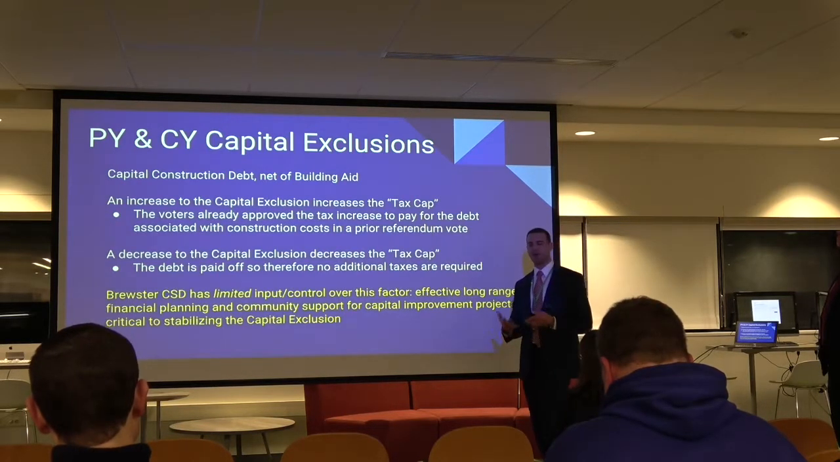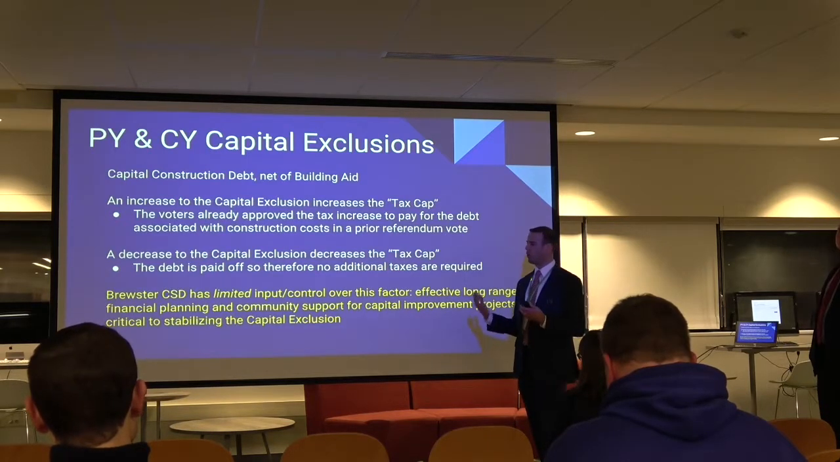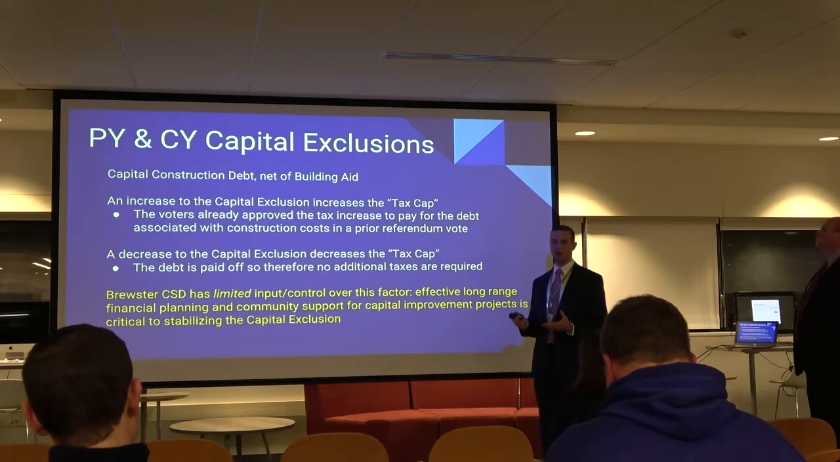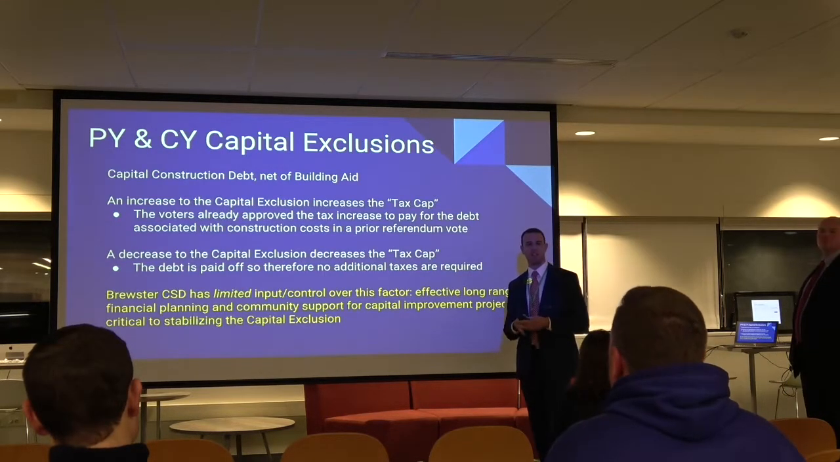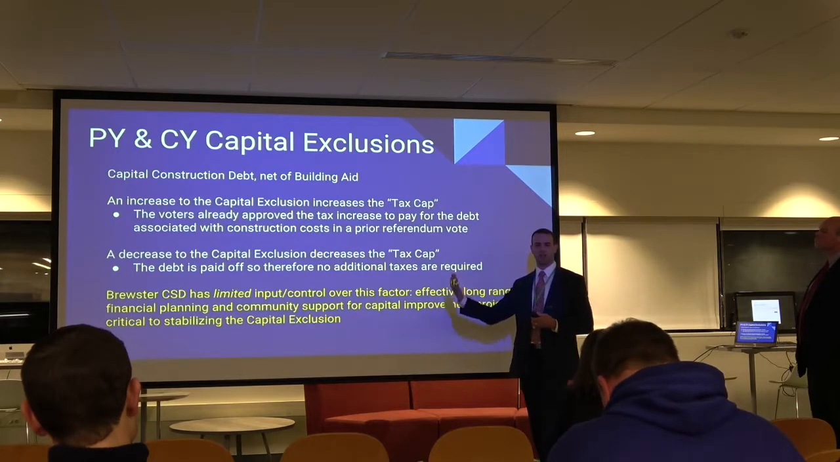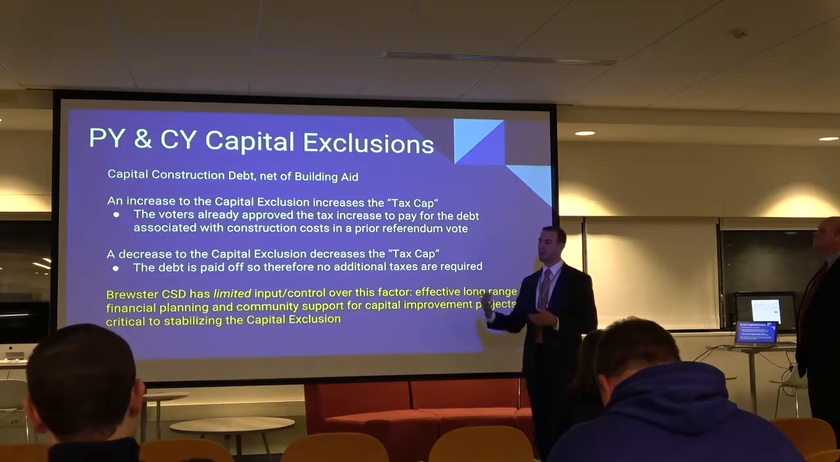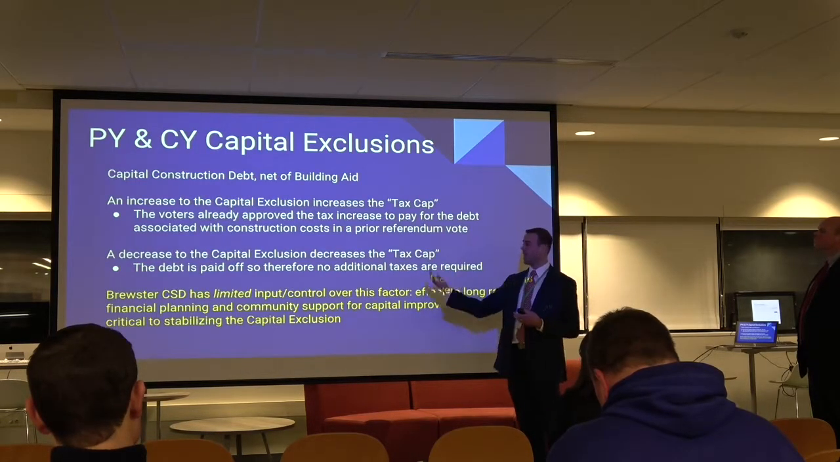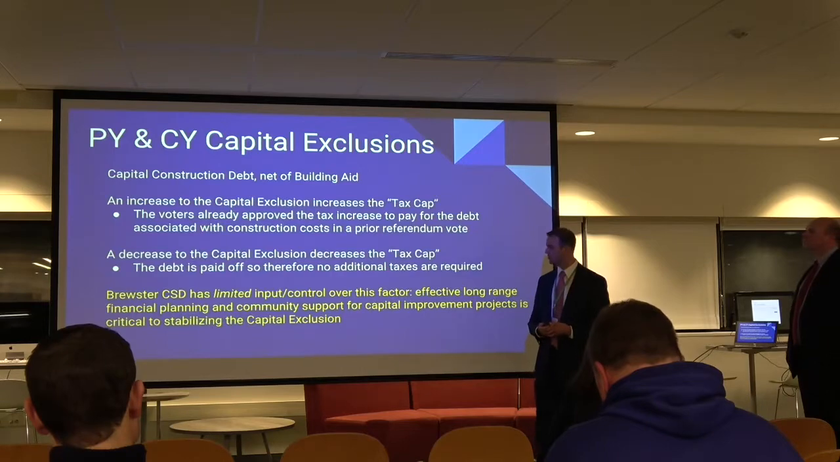So for example, back in, I want to say 2008, the voters approved the Wells Middle School renovation and addition project, which went to bond in 2016-17. And because the voters already authorized this project, the tax cap doesn't require a second request of approval for it, so it becomes an add-on, and you'll see that in a moment.